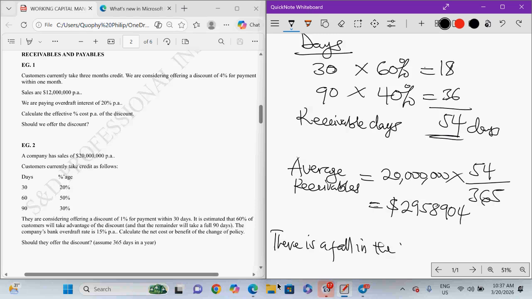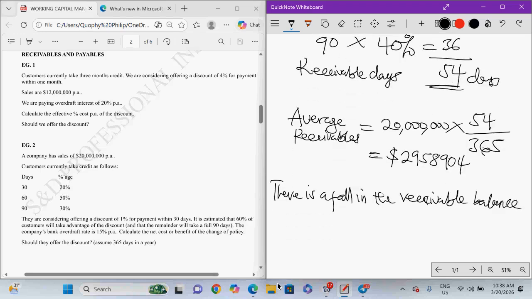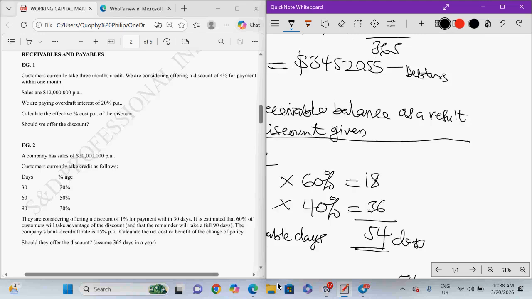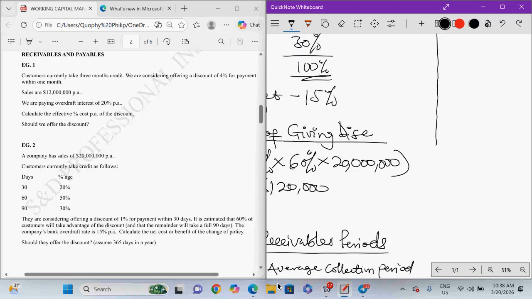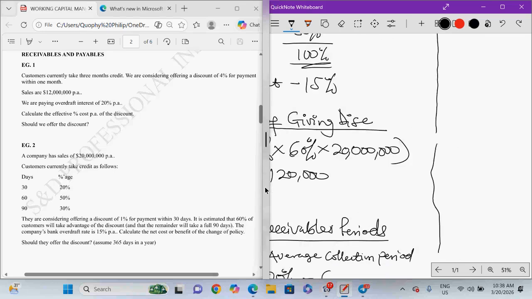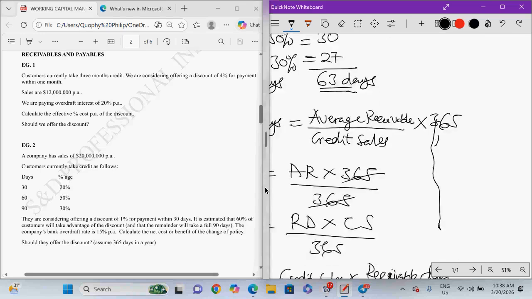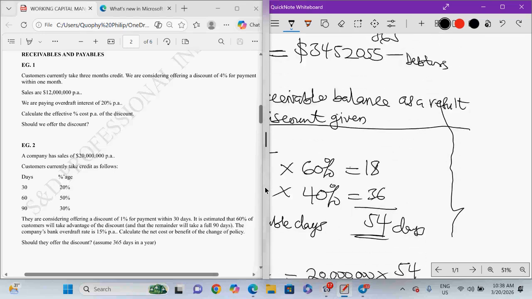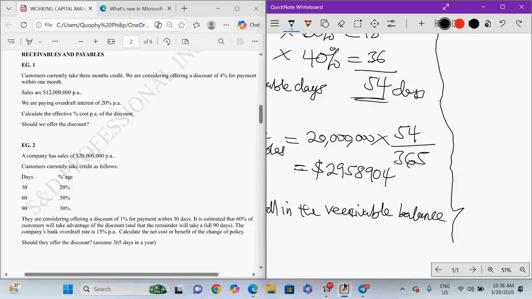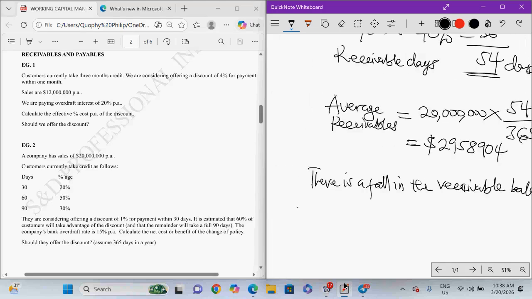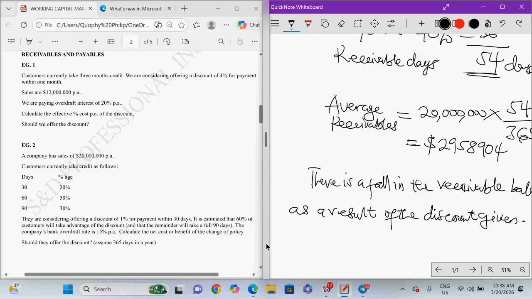There is a fall in the receivable balance as a result of the discount given, right?